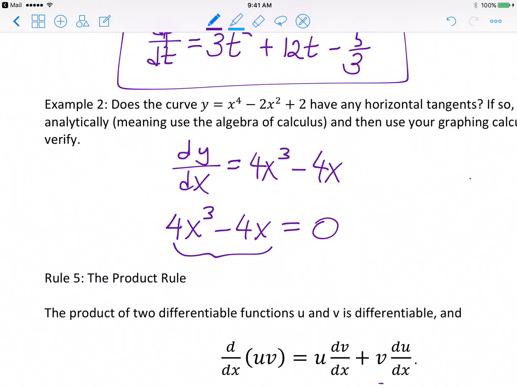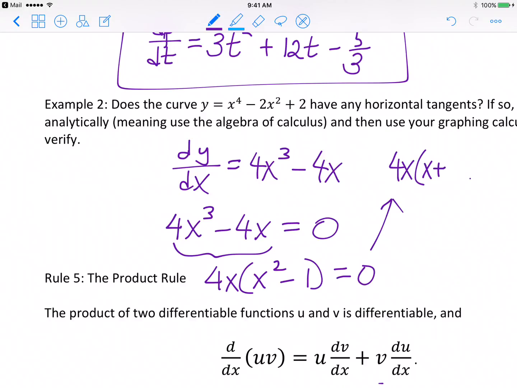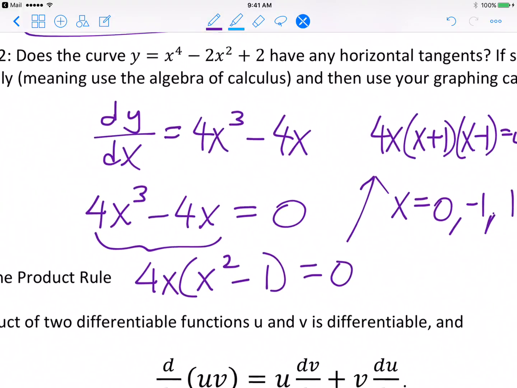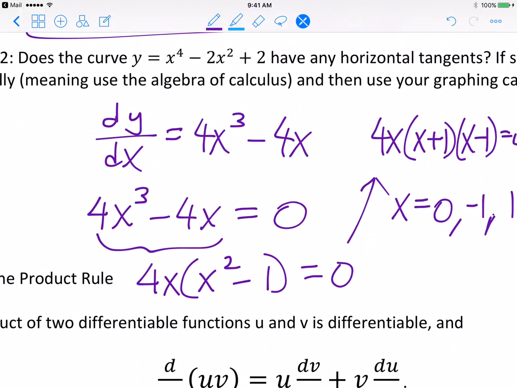To solve that, we just factor and solve algebraically. You could factor out 4x, you end up with x squared minus 1, and then you could factor more to solve this equation. So 4x times x squared minus 1 becomes x plus 1 times x minus 1. So that's equal to 0. So it appears that we have to check 0, negative 1, and 1. These are the x values where you will have a horizontal tangent.